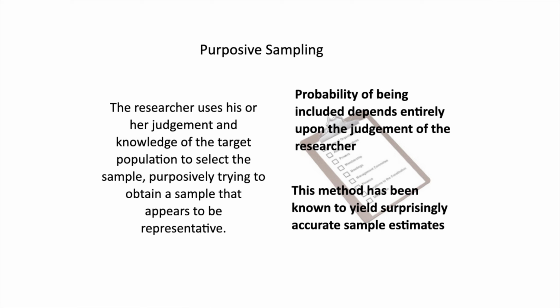Next best is this thing called purposive sampling. This is where the researcher uses their judgment and knowledge of the target population to select a sample. So they are purposefully trying to obtain a sample that appears representative. So the probability of being included in the sample depends entirely on the judgment of the researcher. This sounds super subjective, and you can see the problems that might be associated with this. But in the past, when it's been used, it has been known to yield some surprisingly accurate sample estimates.